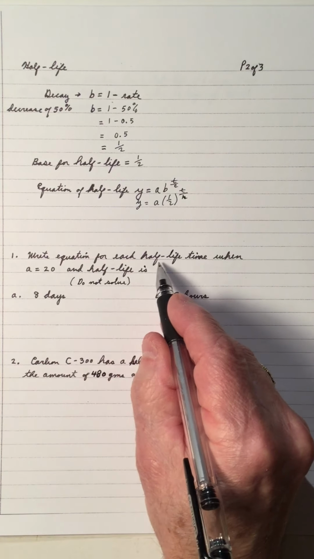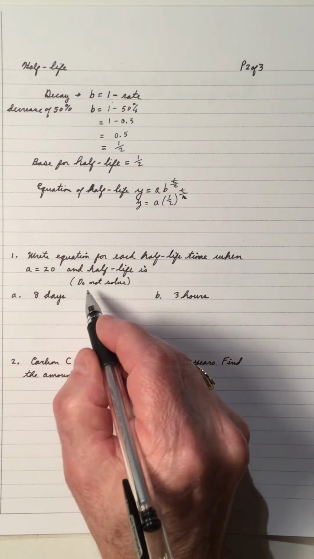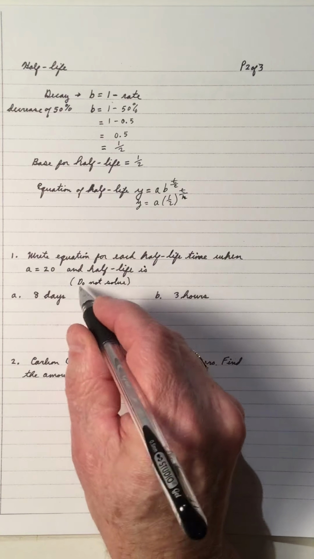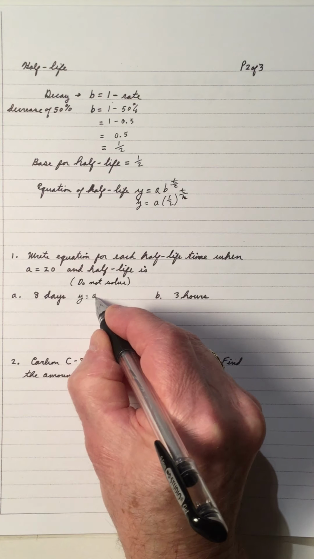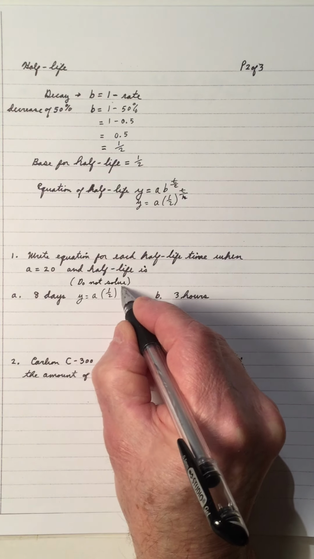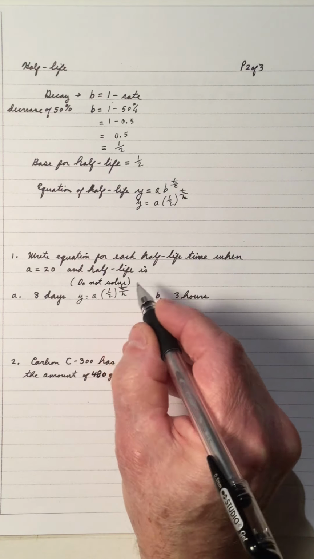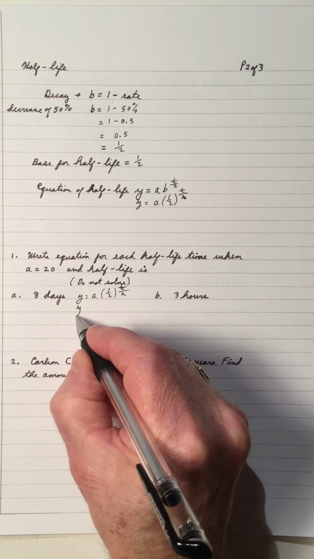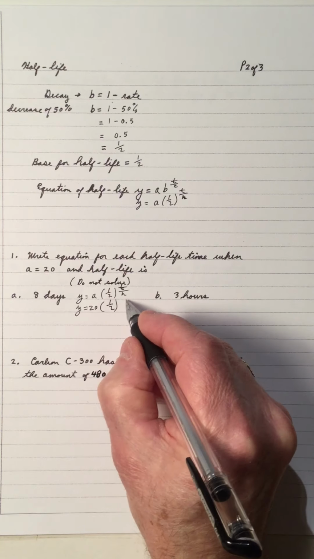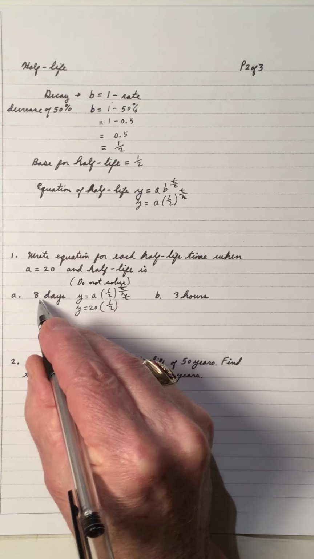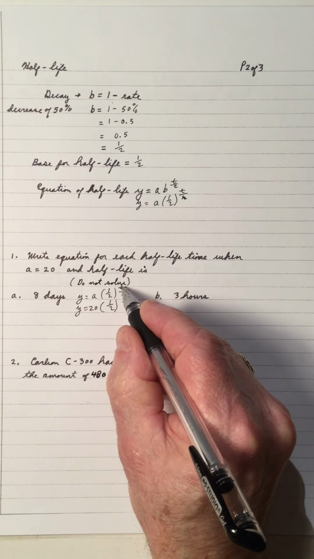Write an equation for each half-life. When A is 20 and the half-life is 8 days, do not solve it. We don't want to solve it. So as soon as you see half-life, you say the equation is A times 1/2 to the T over H. That's the equation. A is 20. Because it's a half-life, the base is a half, the time is T, and the half-life is 8 days. So 8 is the denominator of T over H.